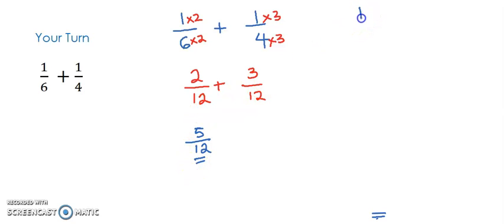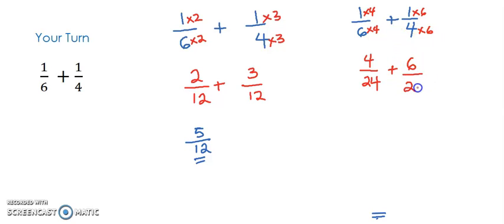I want to show you something because I think some of you may have done it in a different way. Let me rewrite the same problem here. Some of you may have said 6 times 4 is 24, so I want to use 24 as the denominator for the new equivalent fractions. If that's what you did, then you don't have to worry, you are okay. So let us go through that. 6 times 4, 1 times 4, and over here we would have 4 times 6 and 1 times 6. Let us see what happens. 1 times 4 is 4, 6 times 4 is 24. Plus 1 times 6 is 6, 4 times 6 is 24.